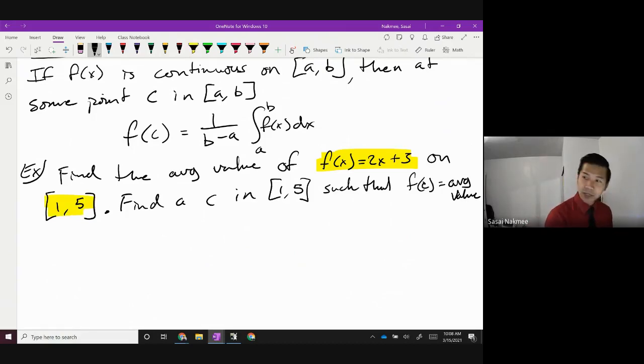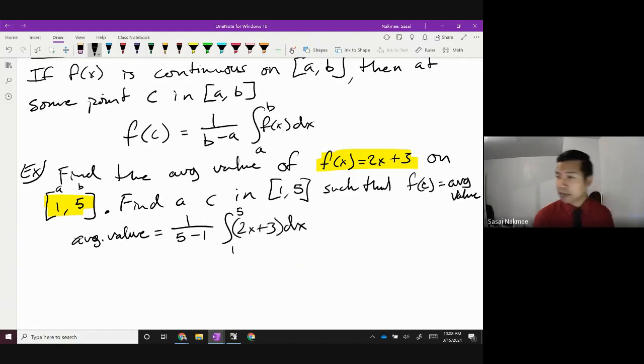So what I'm saying here is that to find the average value, all we've got to do is look for 1 over b minus a. In this case, a is 1, b is 5, so it's 1 over 5 minus 1 times the integral from 1 to 5 of 2x plus 3 dx. That's all you have to do to find the average value. Okay, and you could also practice this using your TI calculator, plugging in the integral to calculate this. But at this point, for these integrals, we can do these by hand, right?